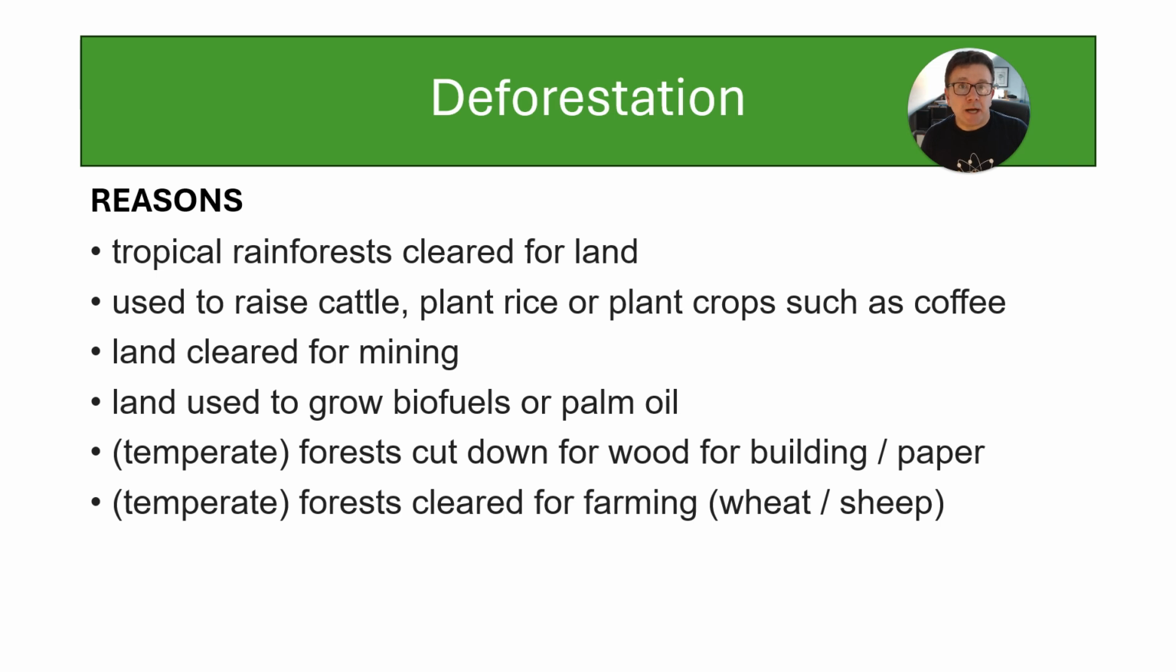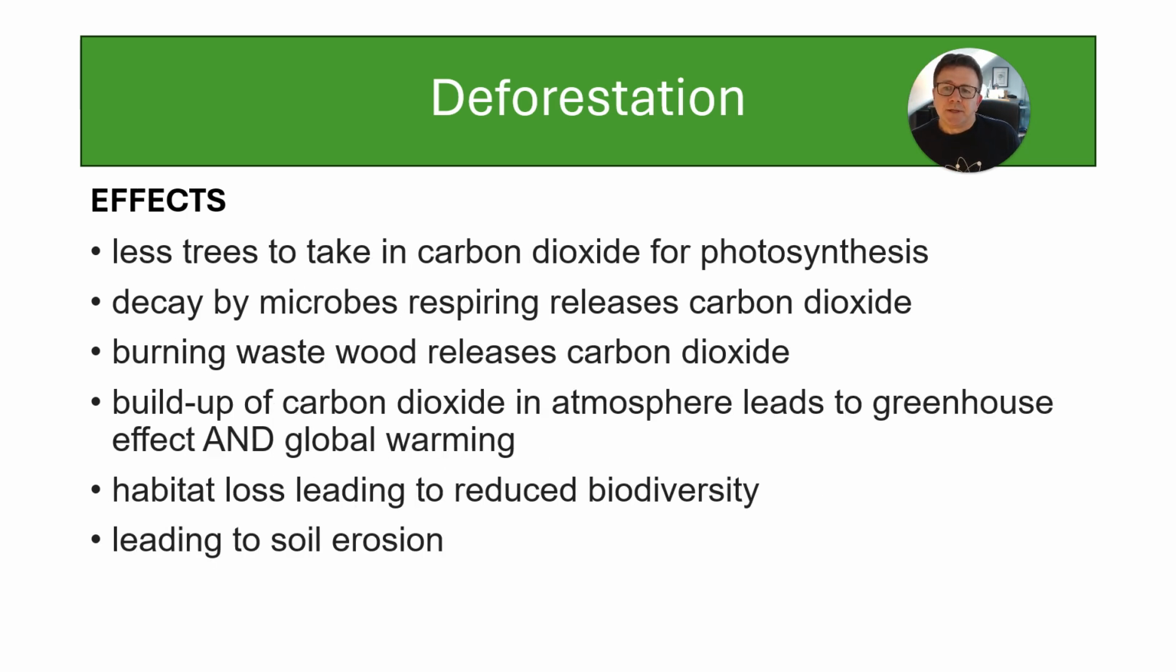Land is cleared for mining, so you know, in terms of open cast mines, taking out coal or gold, things like that. Land is used to grow biofuels. Certain parts of the world, they fuel their cars with biofuel. Forests are cut down for wood, for building, for paper. Forests are cleared for farming as well. So it's not just rainforests, it's also forests in this part of the world as well.